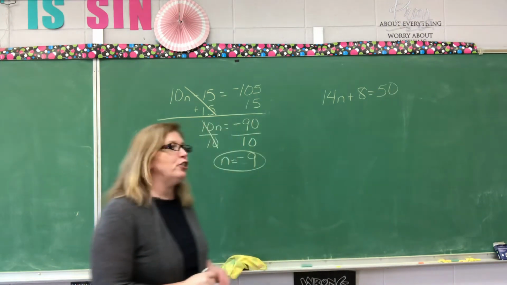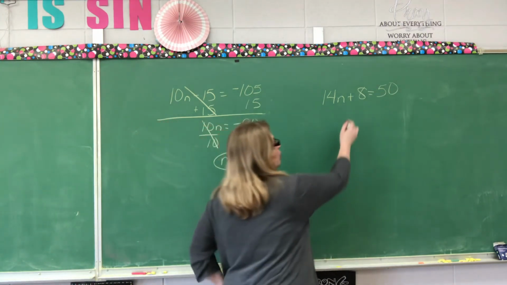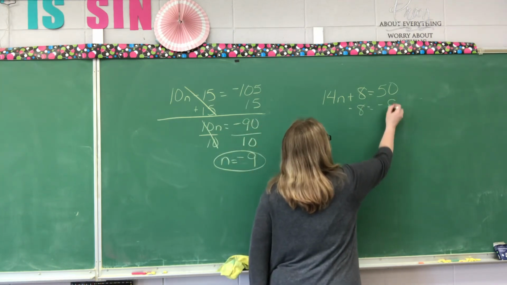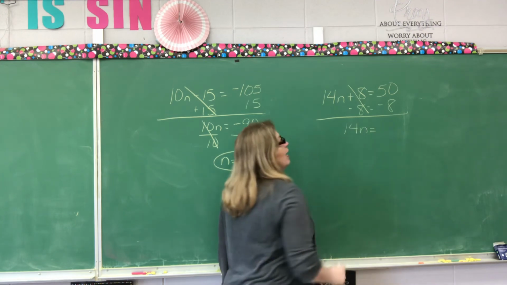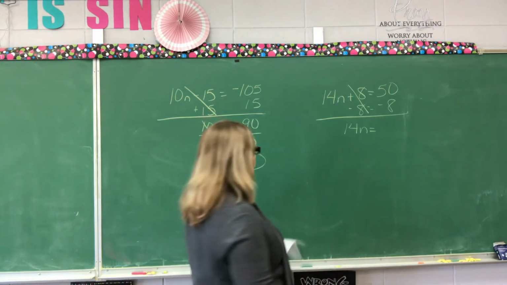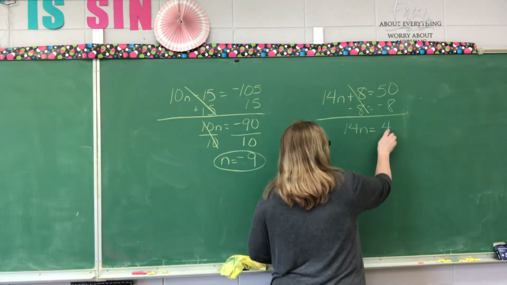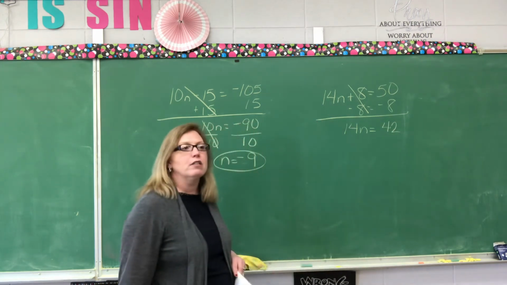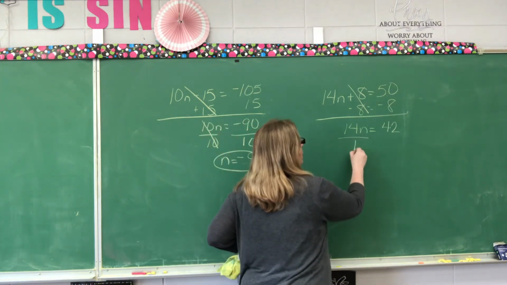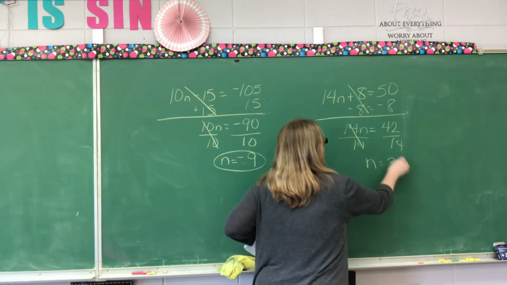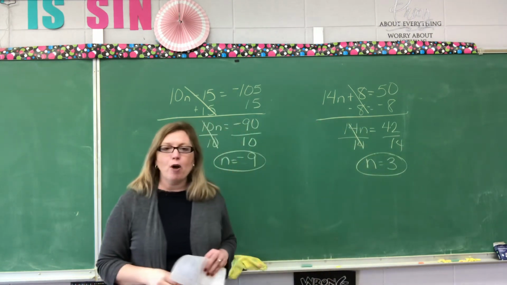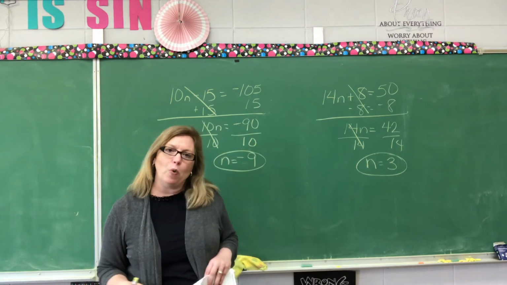So what are we going to do? It says to add the 8, we're really going to subtract the 8. Okay, this is canceled, so now we have 14n. Now we have 50 minus 8, which is 42. And what do we do now? Divide by 14, because we want to get rid of it here. So n equals 3. The big important part of this is making sure you're getting the equations written.